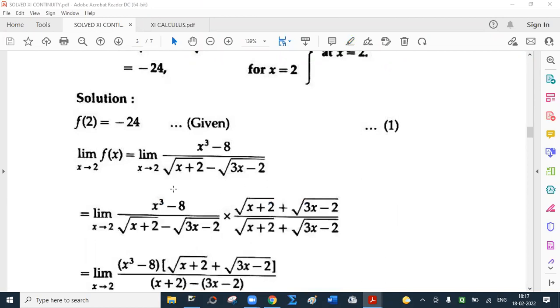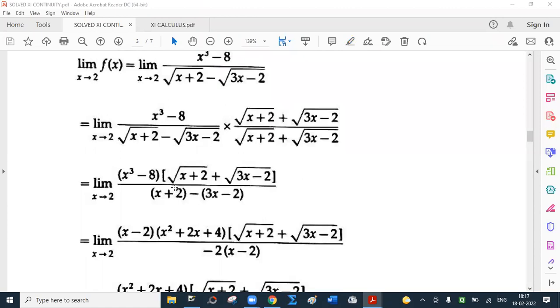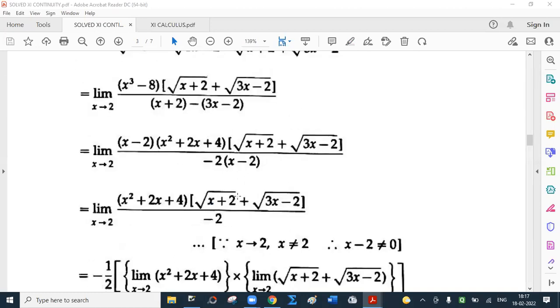Rationalize the denominator. Now, the denominator becomes x plus 2 minus, in bracket, 3x minus 2. If you open the bracket, you get minus 2x plus 4. Take minus 2 common, I'm talking about the denominator, to get x minus 2. What are the factors of x cube minus 8? x minus 2, x square plus 2x plus 4. Can we cancel x minus 2? Yes, we can. In fact, this is giving 0 by 0 form. We can cancel because x only tends to 2, x is not equal to 2, so x minus 2 is not equal to 0.